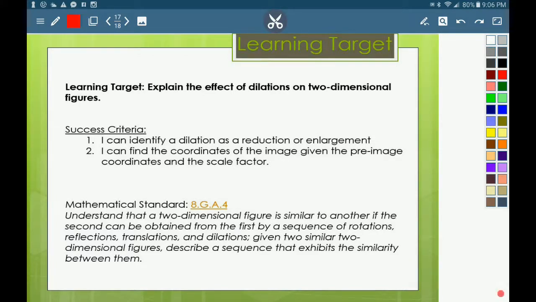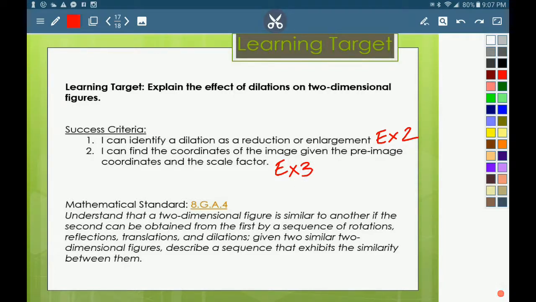Alright, that just about wraps it up. We explained the effects of dilations on 2-dimensional figures. And just so that we can recap here, we defined reduction and enlargement in example 2. We really just identified dilations in example 1. And then for the second success criteria, it says we can find coordinates of the image given the pre-image coordinates. We did that in example 3.